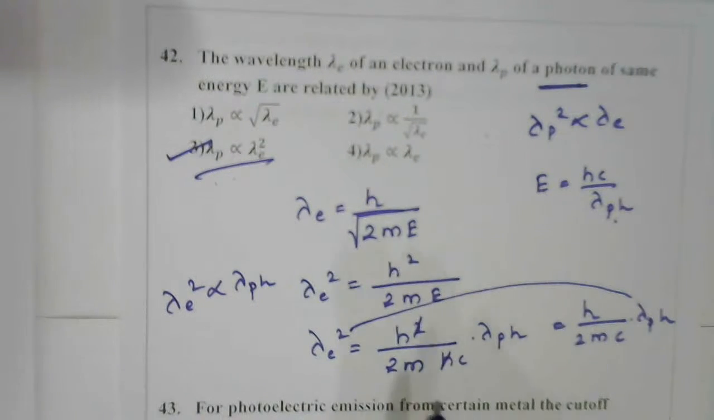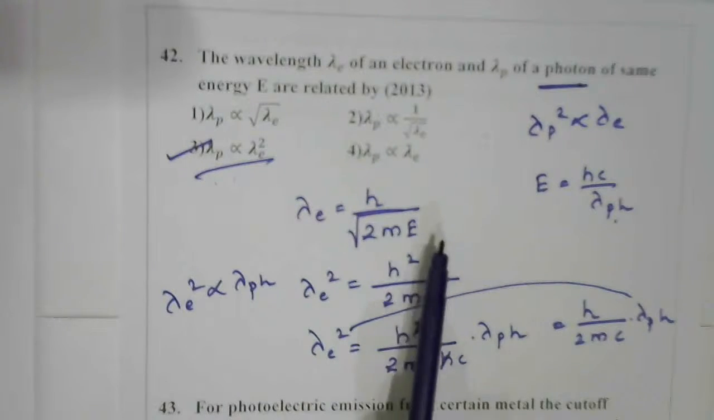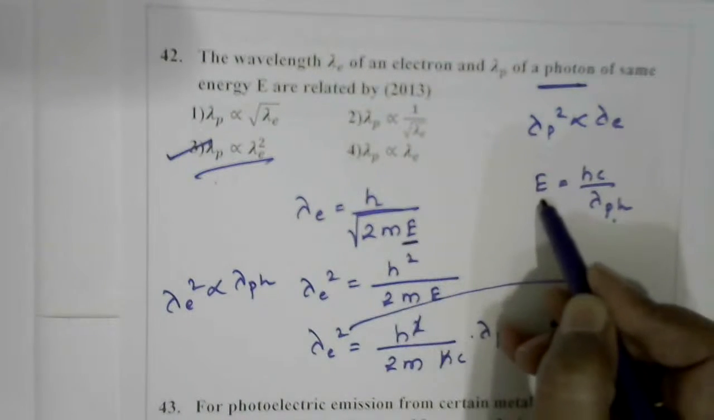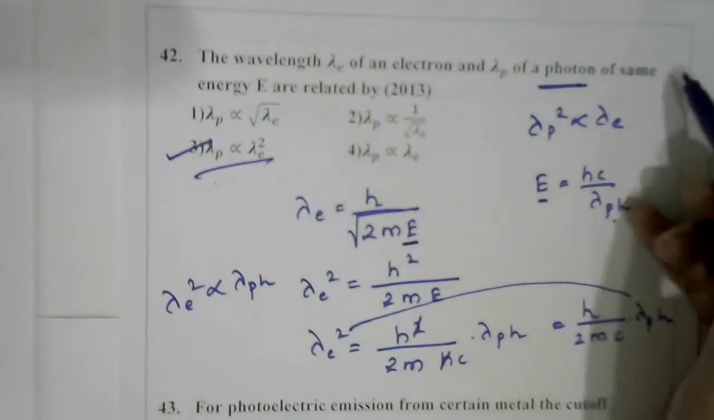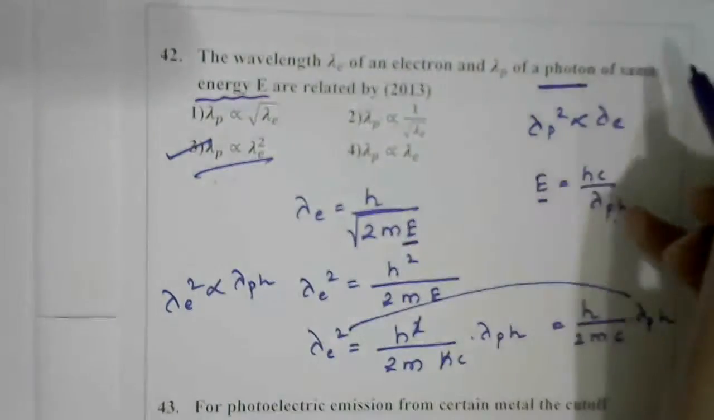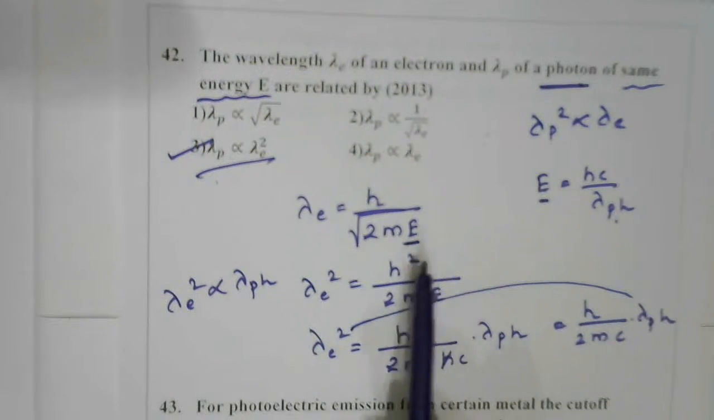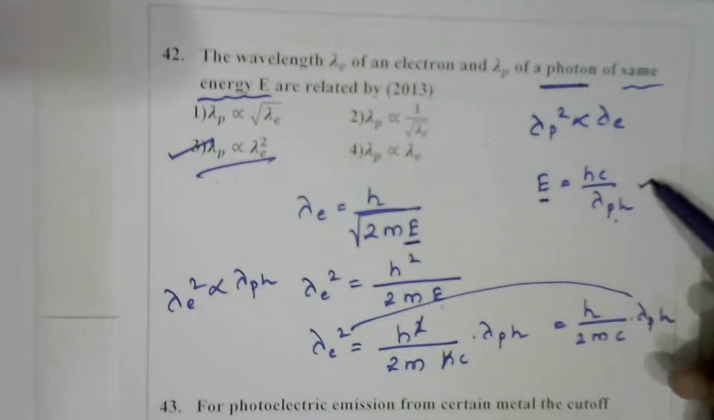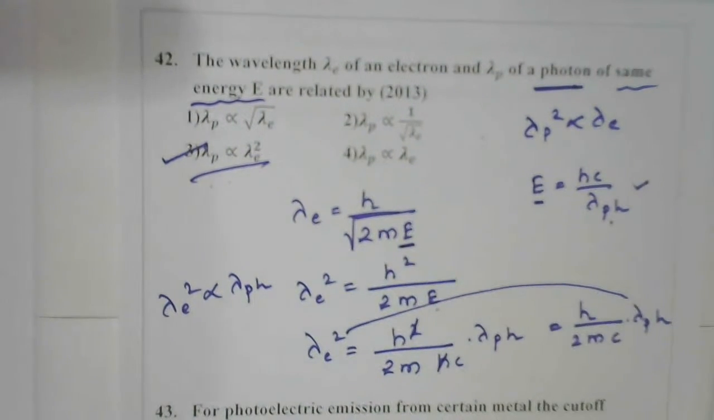No, I think I have done it correctly. If I square this, lambda E square equals h square by 2mE. Since the energy of the electron and the energy of the photon are the same, this condition you just follow. Since the same energy is there, I can substitute for the energy, hence I squared it. I substitute the energy of the photon because we need it in terms of lambda. So this is the relation you are having, okay.